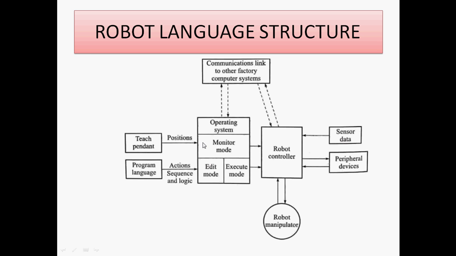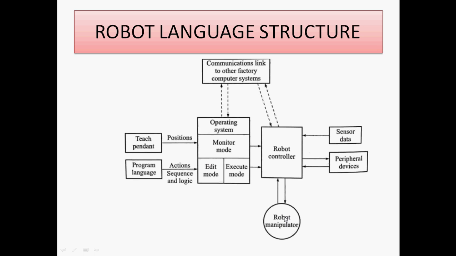First of all, we are getting the orientation of the initialization of the robot. At that time we are taking the operating system mode, and then the monitor mode, where we can take the actions and arrange the logical sequence in the programming instructions. Then it communicates with the computer system, and it is fed to the robot controller and actuated with the system. We are also taking feedback from the sensors and other peripheral devices, and then the robots will be manipulated.